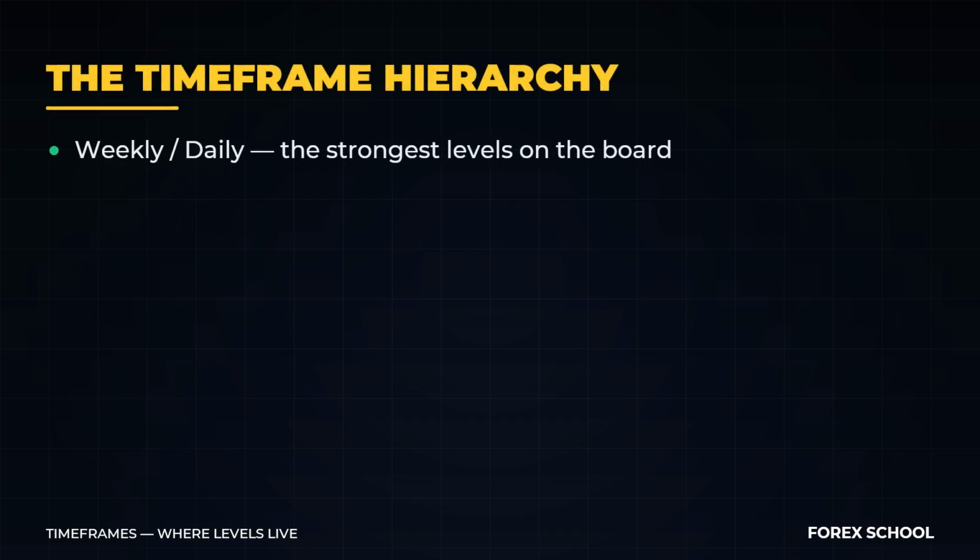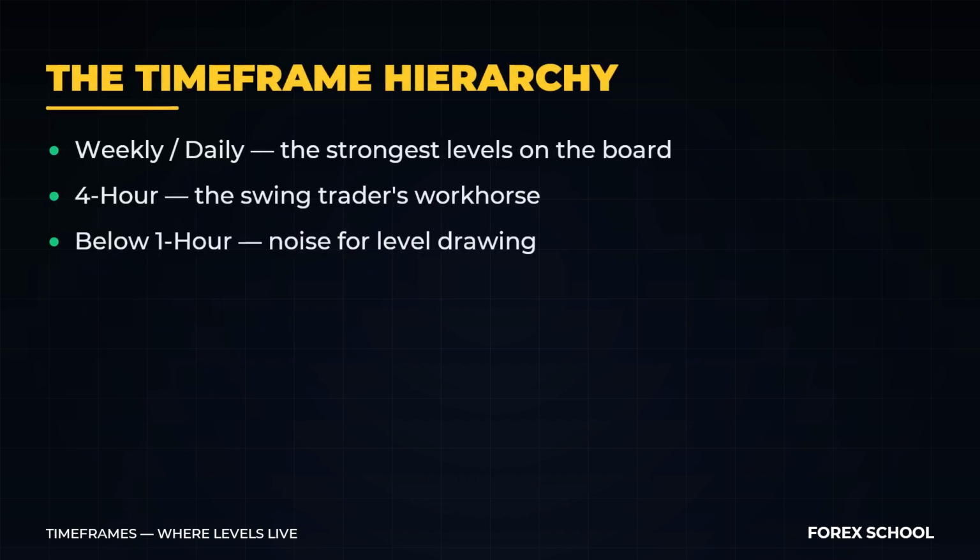Now, which chart should your levels come from? Here is the hierarchy. Weekly and daily levels are the strongest on the board. Banks, funds, and algorithms all see them, and they can hold for months. 4-hour levels matter for the week ahead and are the workhorse of most swing traders. Anything below 1 hour is noise for level drawing purposes. Those minor levels break constantly, and they will fill your chart with lines that teach you nothing. The professional pattern is simple: identify on the high time frame, execute on the lower one. Your levels come from the daily chart, your timing comes from the smaller one.